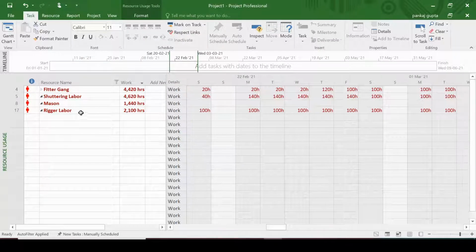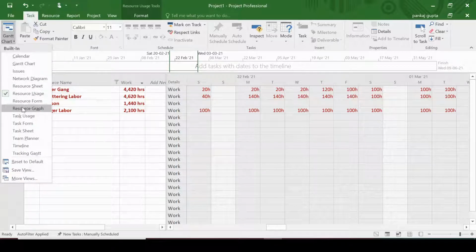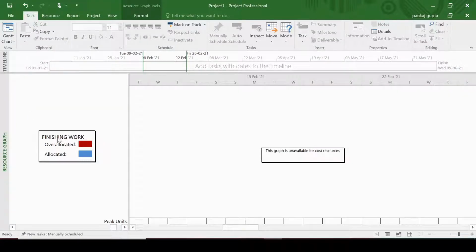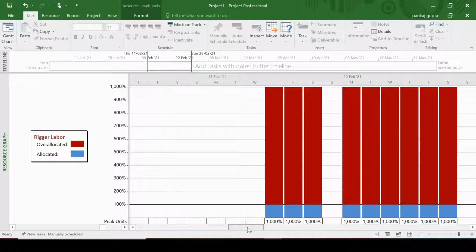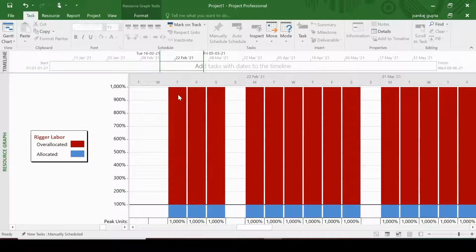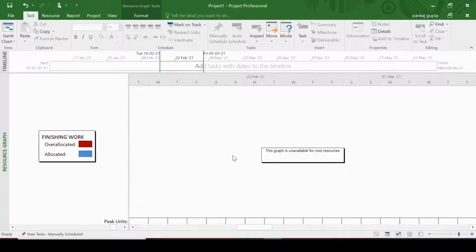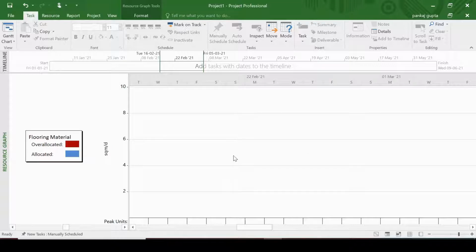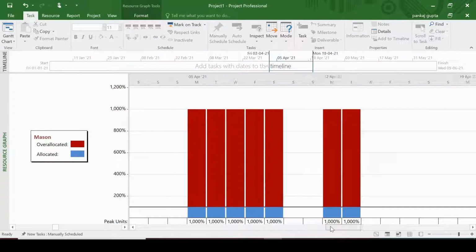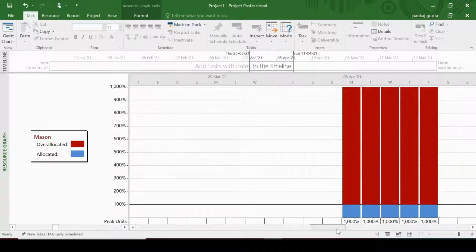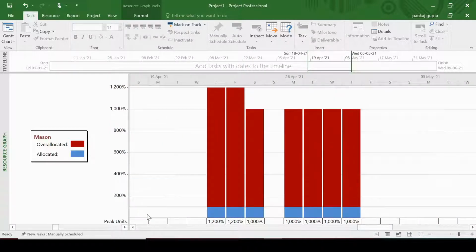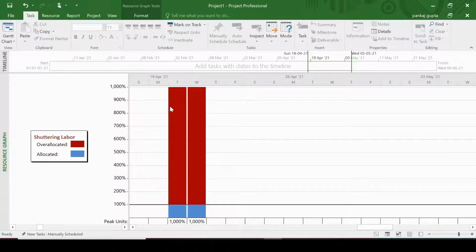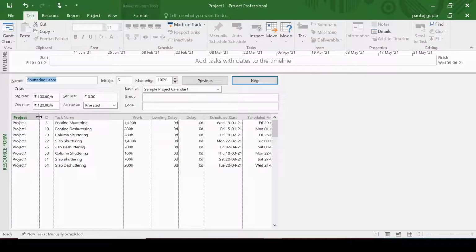Now if we see the fitter gang, the maximum number that we are getting is 120 hours. That means on any single day we require 120 fitters to prevent this over allocation. Even if we see rigger, it is overly allocated. Now we have to analyze the resource and find the maximum value to which it is overly allocated. So if we see the mason, it's 1000%. If we see the shuttering gang, it's again 1000%. That means 100 shuttering labor is required. You can also see to what all activities these resources are allocated through this particular option.